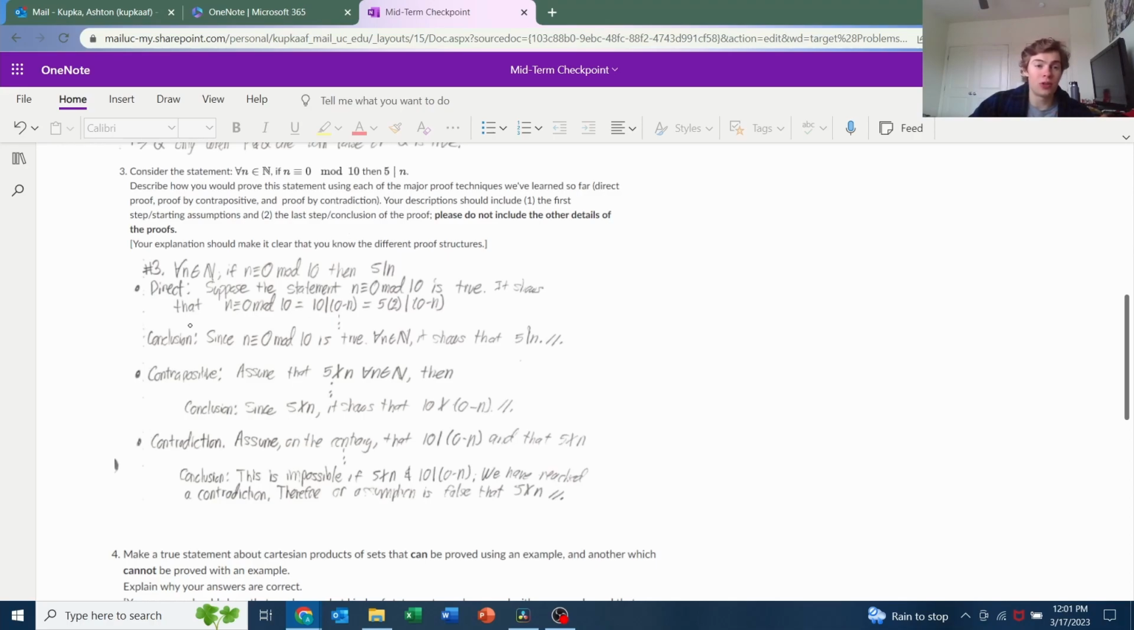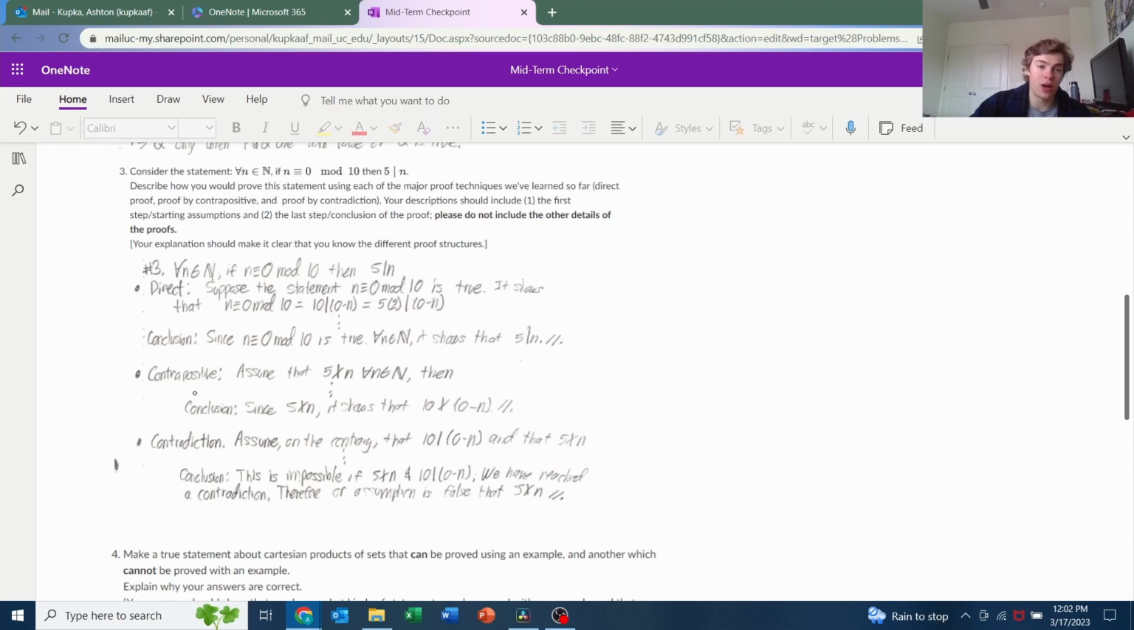So, for the first one, a direct proof, we're going to assume our P of x. So, suppose the statement n ≡ 0 mod 10 is true. It shows that n ≡ 0 mod 10 is equivalent to 10 dividing 0 minus n, which is equivalent to 5 times 2 dividing 0 minus n. Show a lot of math for how it's true, and our conclusion would be, since our P of x is true for every n in the integers, it shows from our work that 5 divides n.